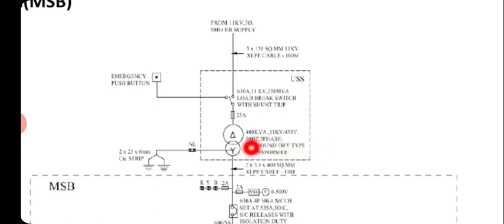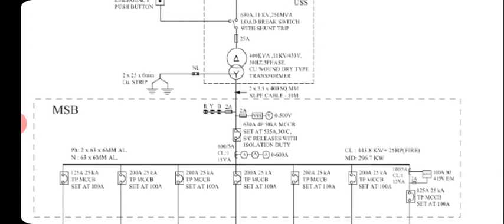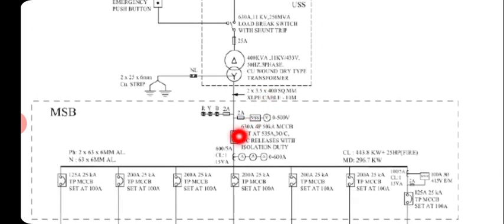Next we see the MCCB and the rating of the MCCB. And you can see the rating of the gang operated switch is 630 ampere. So these are all we need to study in detail in this class. So how can we design this single line diagram?